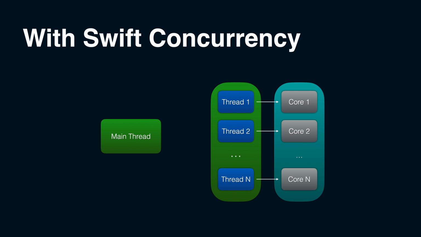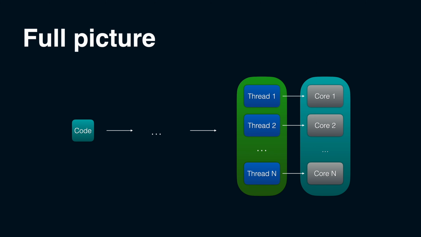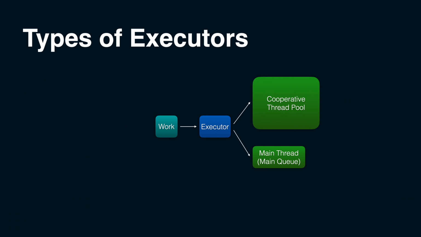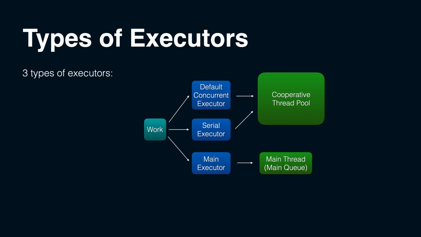In Swift Concurrency, we also continue to use the main thread, which is not part of the CTP. All tasks managed by Swift Concurrency are executed either on the CTP or the main thread. Before combining all the concepts we've covered so far, we need to understand the different types of executors that exist. Once we know the roles of actors, the cooperative thread pool, and the main thread in Swift Concurrency, we can explain how they all connect to executors. There are 3 types of executors that we need to know about: default concurrent executor, serial executor, and main executor.